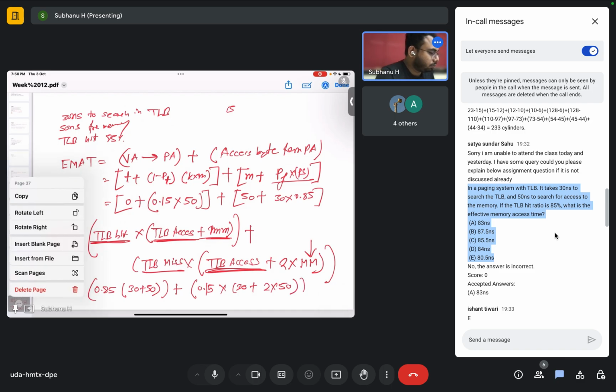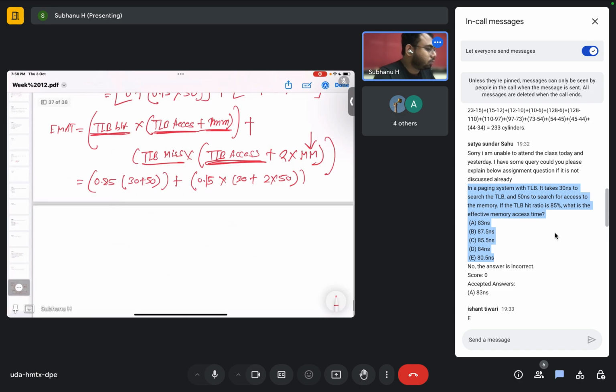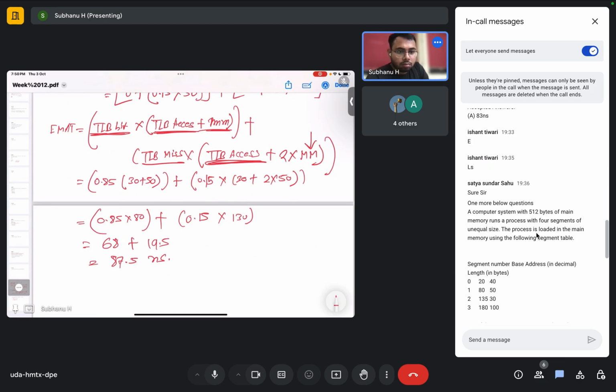So now what will I have? 0.85 into 80 plus 0.15 into 130. So if I calculate this, this will be 68 plus, and this will be 19.5, which will be 87.5 nanosecond. Okay.